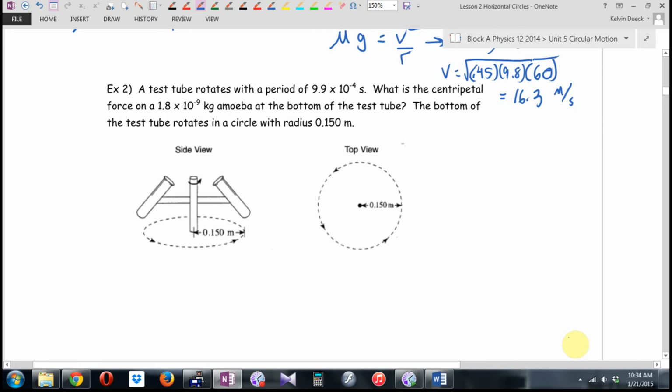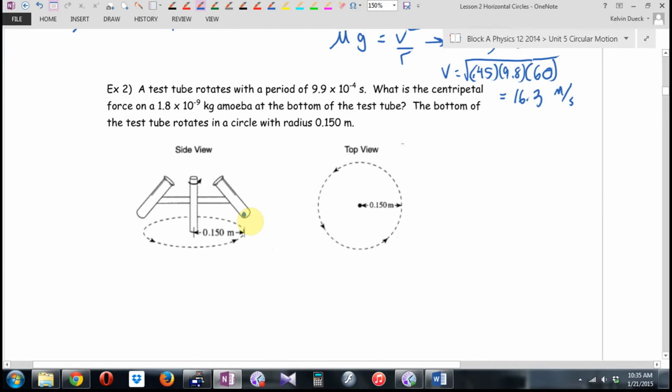A test tube rotates with a period of 9.9 times 10 to the negative fourth seconds. What's the centripetal force on an amoeba at the bottom of the test tube? So I guess we're talking about a little amoeba like right there. What's this question asking me to find? The centripetal force.